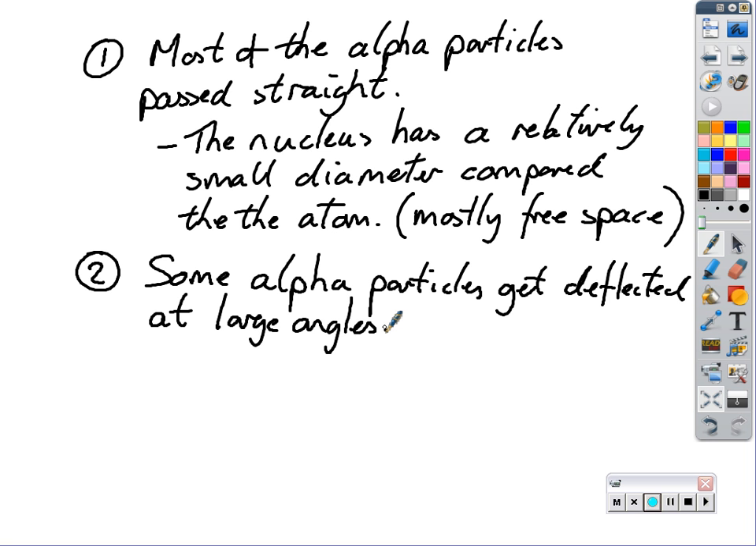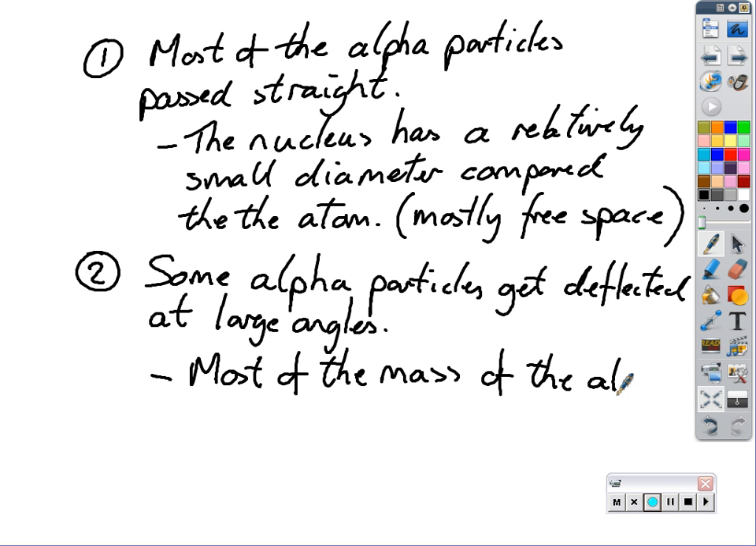Okay, so some alpha particles get deflected at large angles. This means that most of the mass of the atom is concentrated in the nucleus.